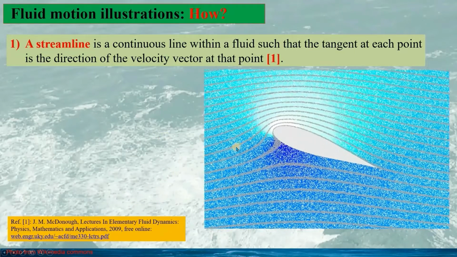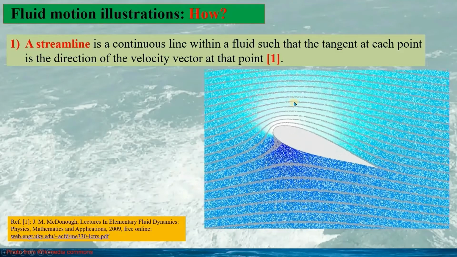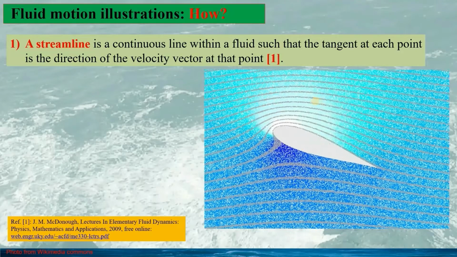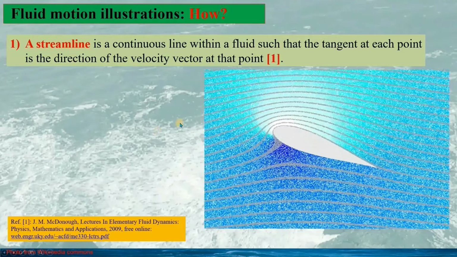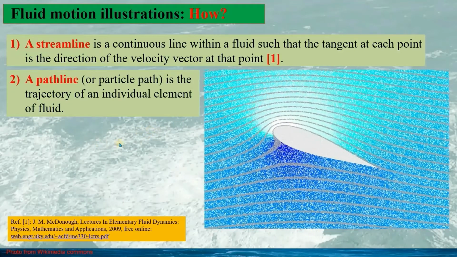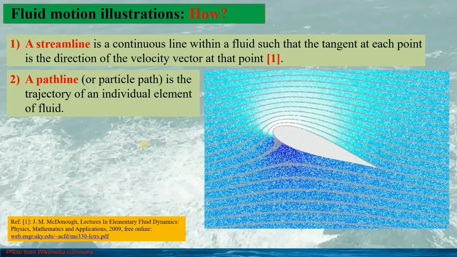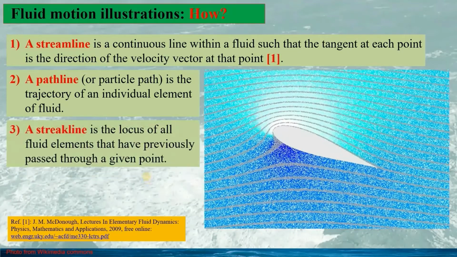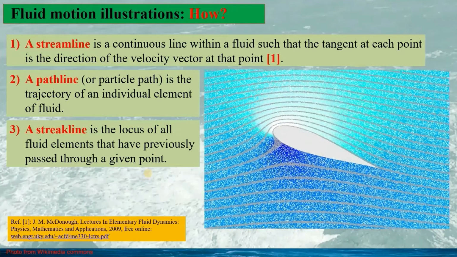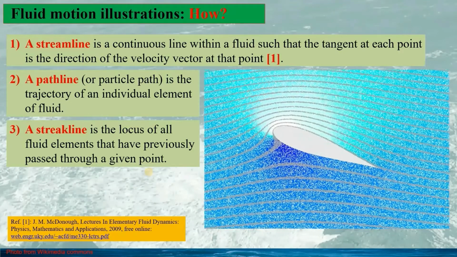A streamline is a continuous line within a fluid, such that the tangent at each point is the direction of the velocity vector at that point. A pathline, or the particle trajectory, is the trajectory of an individual element of fluid. A streakline is the locus of all fluid elements that have previously passed through a given point.